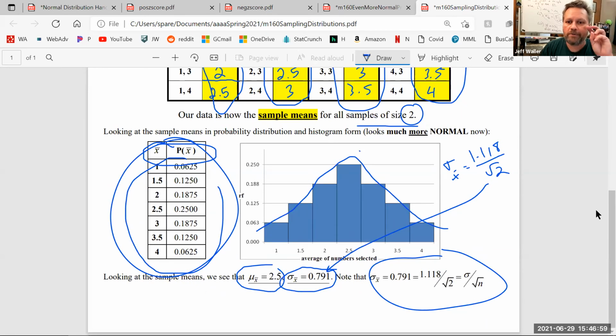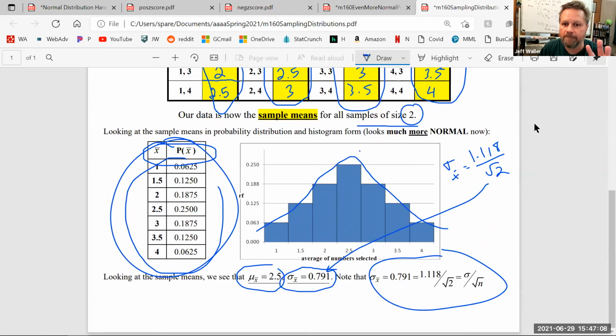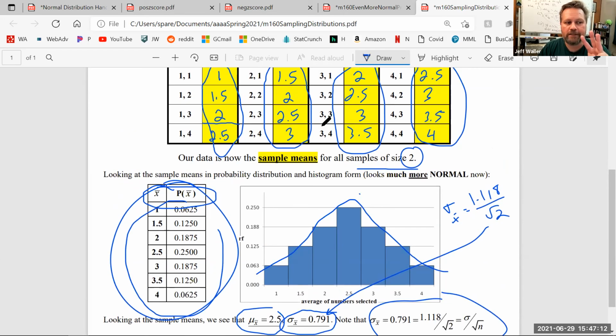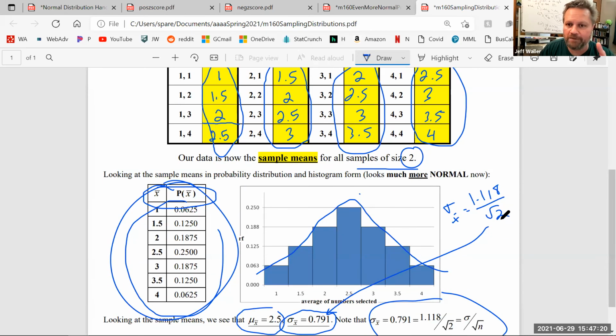So what if I took samples of size 3? How could you figure out what the new standard deviation would be without doing all this crazy work? If I took every sample of size 3, I don't have to do all this. You're not going to have to do all this, correct? This whole thing is just trying to show you that the formula works. That's all it is trying to do.